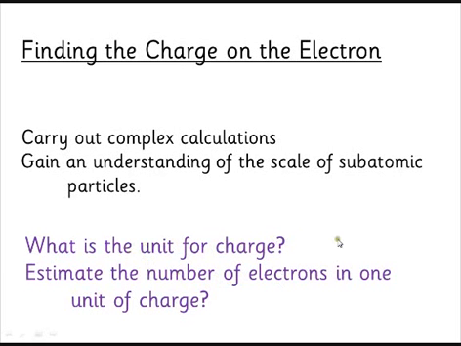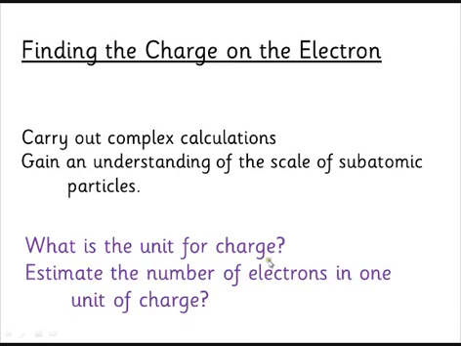So you should know from GCSE the unit for charge is the Coulomb, and you might think, I already know the charge on the electron, it's -1, but it's not -1 Coulomb. So what we need to know is what's the charge of the electron, not in relative units of -1, but in absolute units of the standard unit we use for charge in physics, which is the Coulomb.